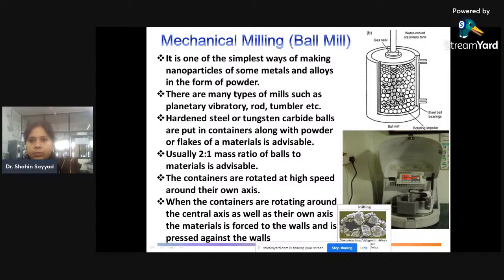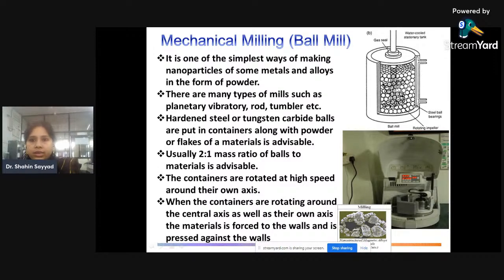Here we are having a ball. These are the balls, heavy balls that may be of tungsten carbide or steel balls. Okay, and the weight of these balls should be of the order of 2:1 mass of the material. Whatever amount of material we use, the weight of the balls should be double that. Okay, so now in this container, you have hardened steel balls, which replace your material inside that container.